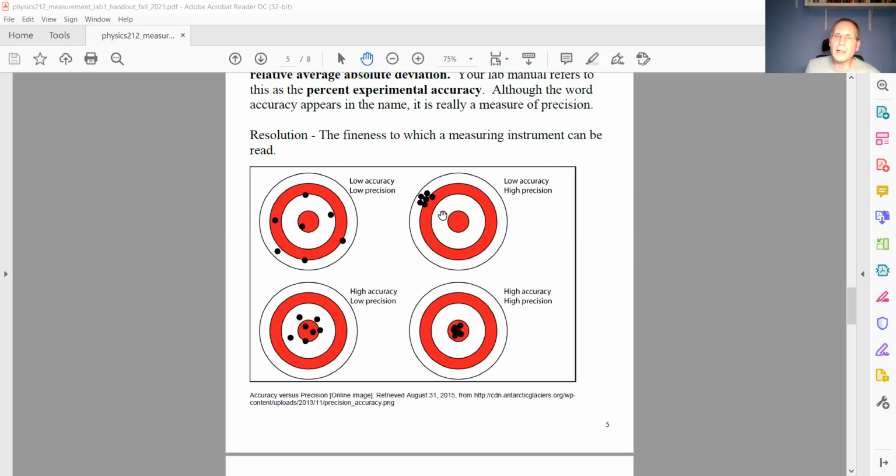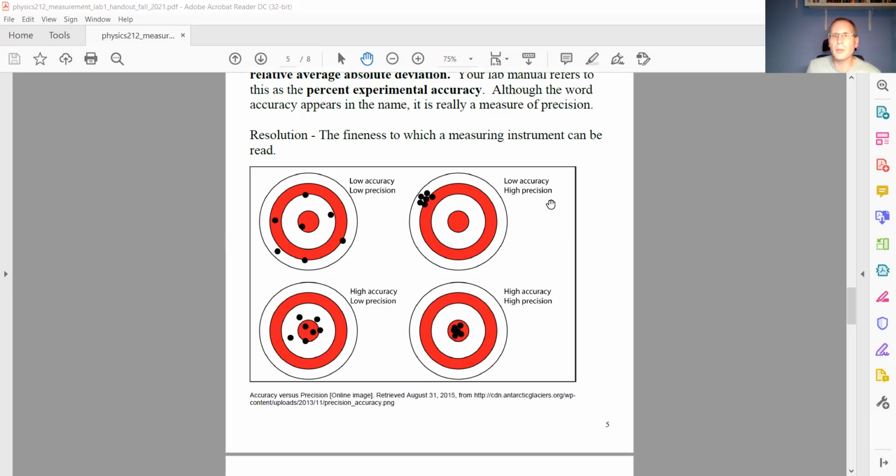To the right here, definitely it's low accuracy, right? Because the average would be out here somewhere when the true value is right in the center. So the true value is considered to be in the center of the bullseye. So that's low accuracy. But this is an example of high precision because all those values are almost the same, right? They're clustered together. So there's little variability in the measurement.